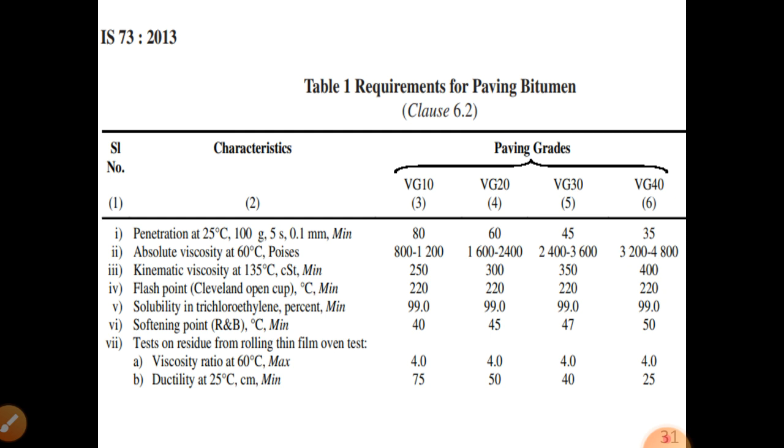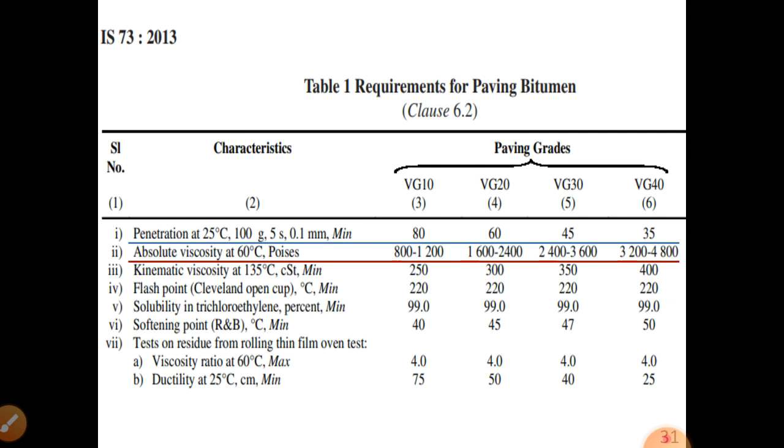In Indian Standard 73 2013, requirements for paving bitumens are as follows. Penetration at 25 degrees centigrade: minimum penetration for grade VG10 is 80 mm, for VG20 60 mm, for VG30 45 mm and for VG40 35 mm. VG means viscosity grade.